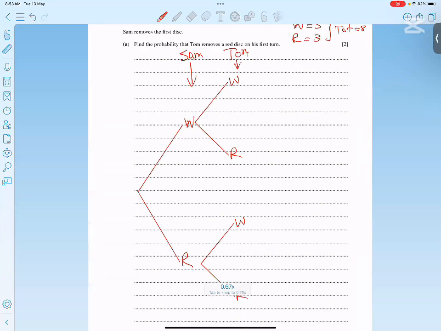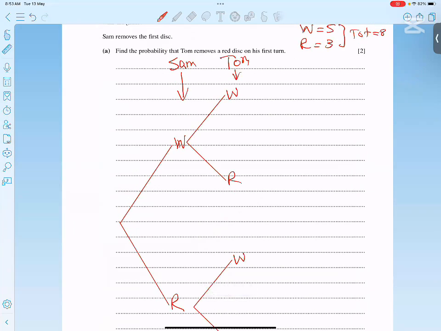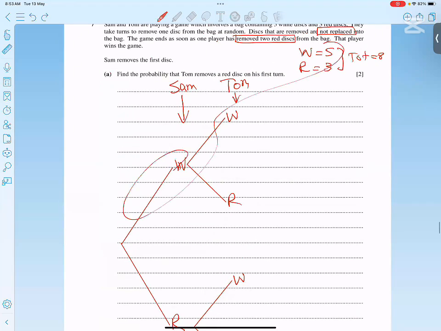All right, so we want to find the probability Tom removes a red disc on his first turn. So naturally, what is the chance of white? 5 out of 8. And what is the chance of this one? 3 out of 8. And when one white is taken by Sam, what are the chances for Tom? Naturally, 1 less here, 1 less, because without replacement. So we got 4 out of 7.